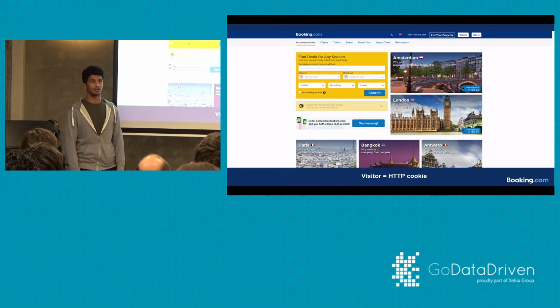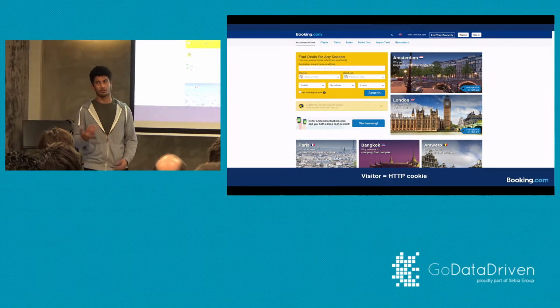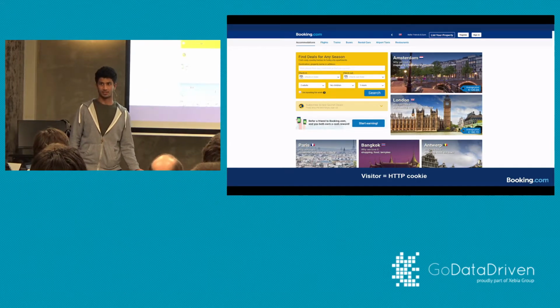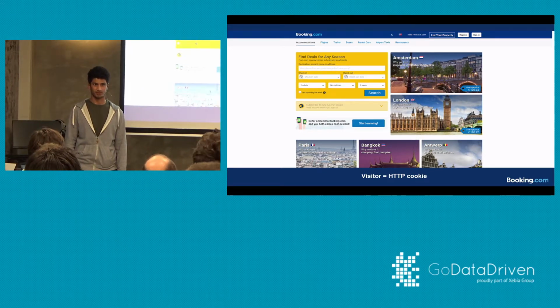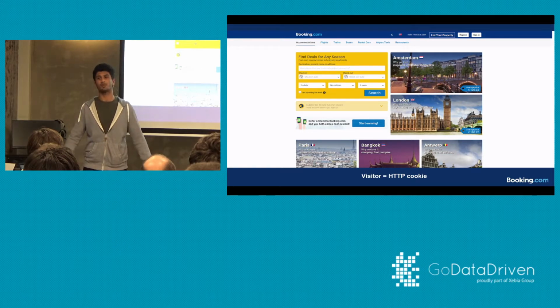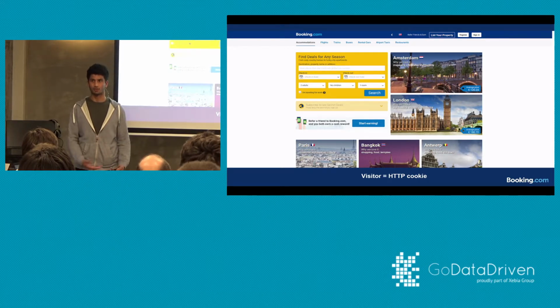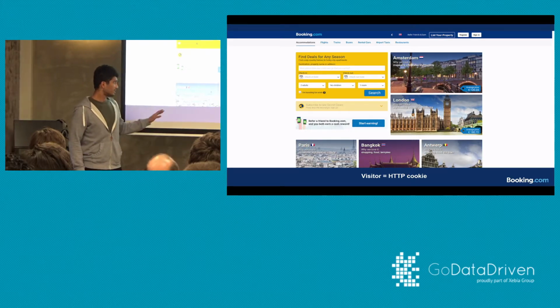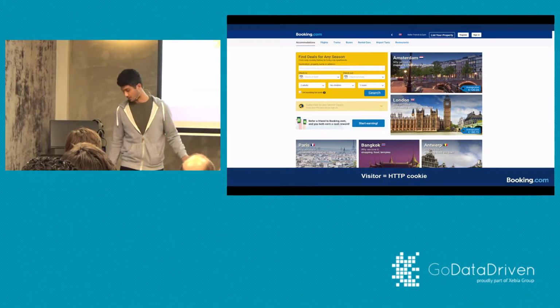And this also means that if I'm looking at the site on my laptop and from my phone, then I am two visitors to Booking.com, not one visitor. And it's impossible, in general, to resolve it to being just one person, right? So in this case, a visitor is an HTTP cookie.